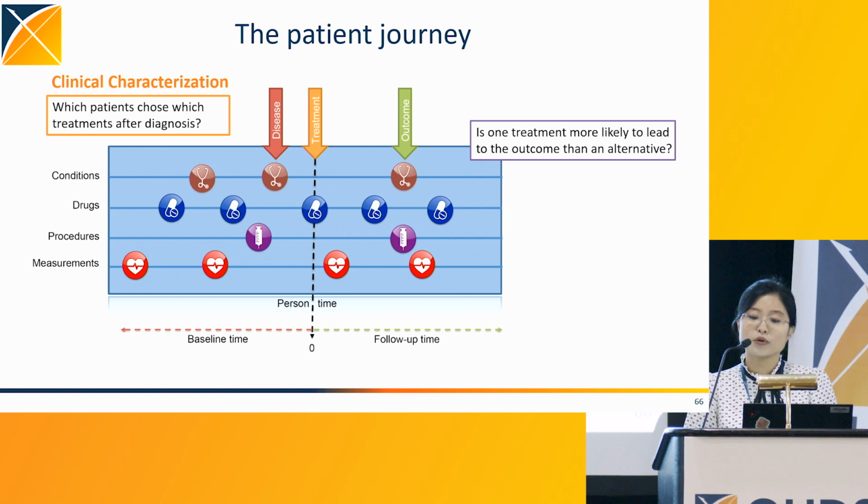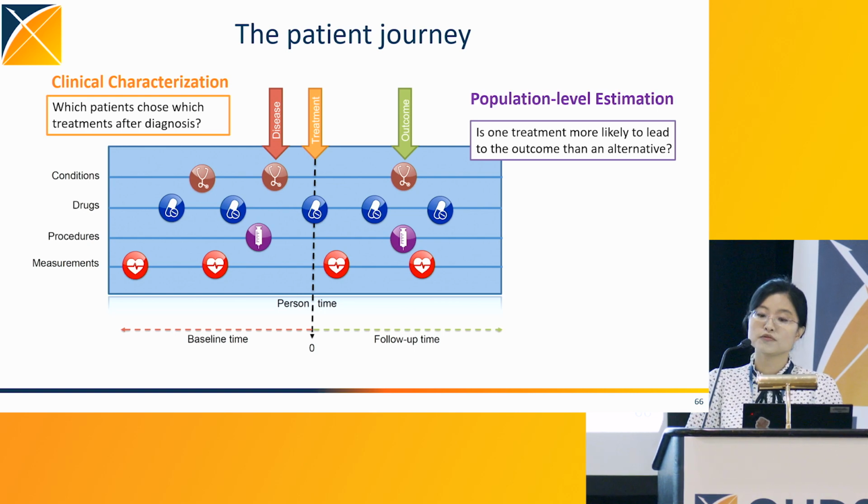And another example question is, we want to ask if one treatment option is more likely to lead to some desirable or undesirable outcome compared to an alternative treatment. So this is basically trying to compare the effectiveness or safety profile between a target drug and a comparator drug. That kind of question belongs to the category of population level estimation.